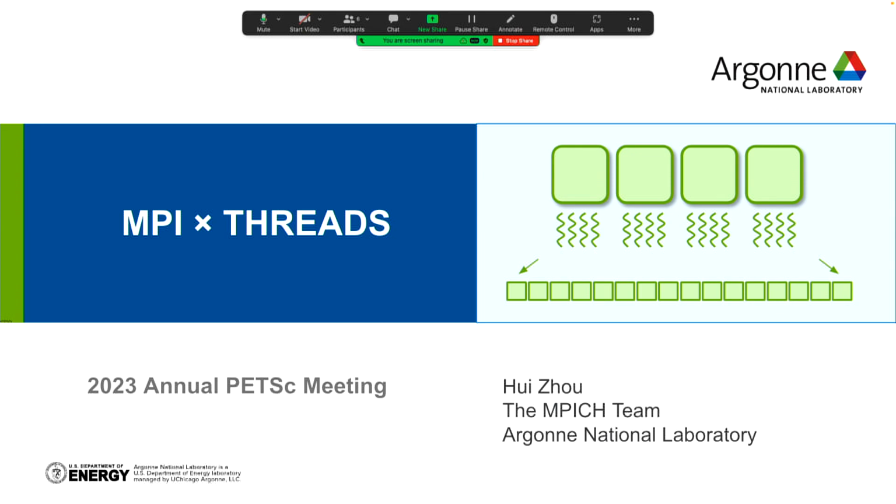Today, the topic is MPI+Thread, and we'll talk about some recent proposals and extensions we made in MPICH to help MPI collaborate with threads and let them work together in a complementary way rather than in a compromising way.